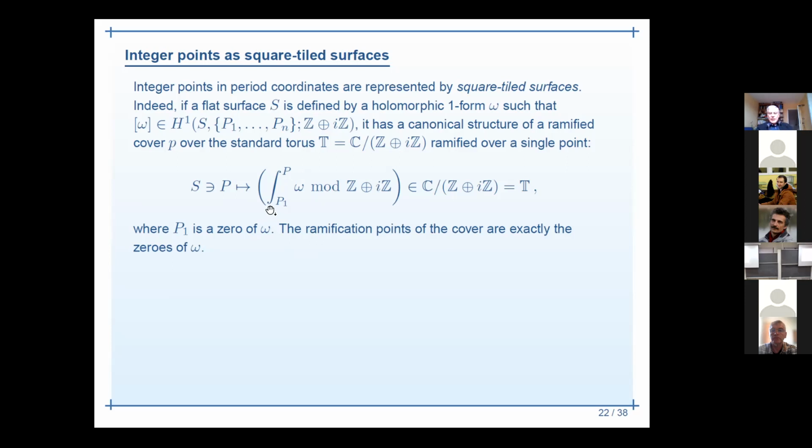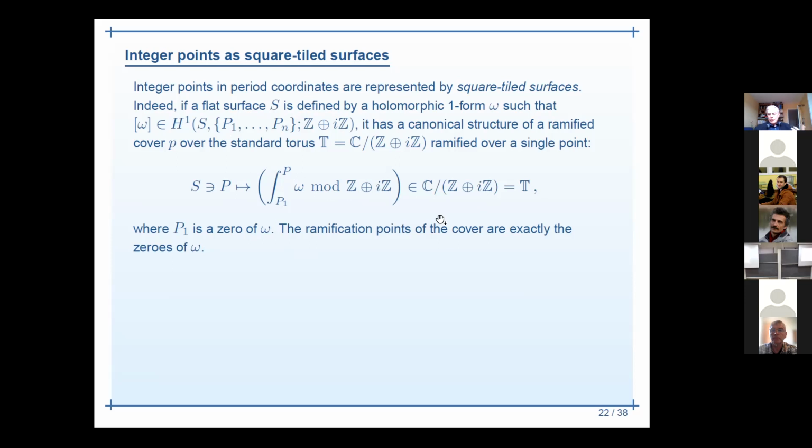So we get a period, and since the cohomology class of our omega lives in this lattice, any period is integer plus i integer. We quotient over integers plus i integers, meaning that this integral, up to this ambiguity, is well defined, so we get a well-defined map to the torus. And since even the relative cohomology is integer, all the zeros would be mapped to the same point of the torus.